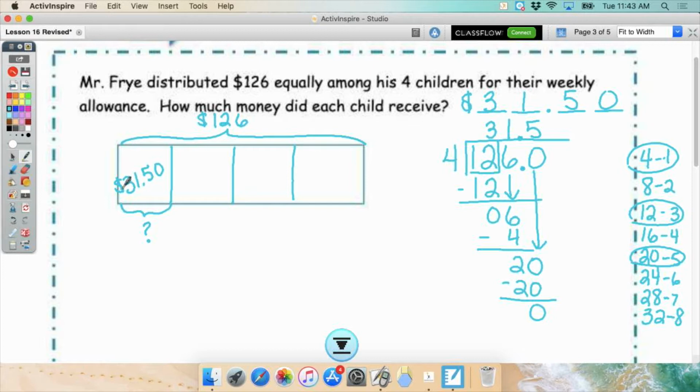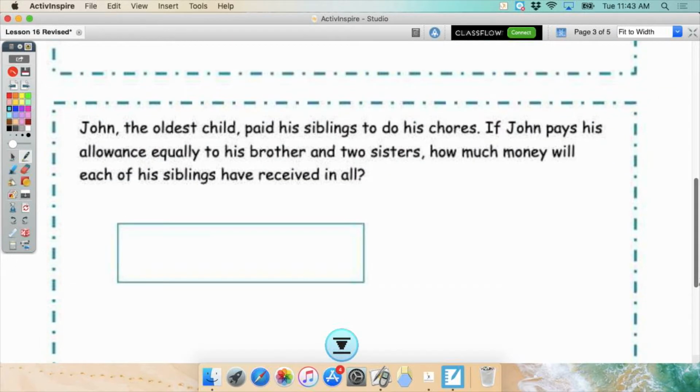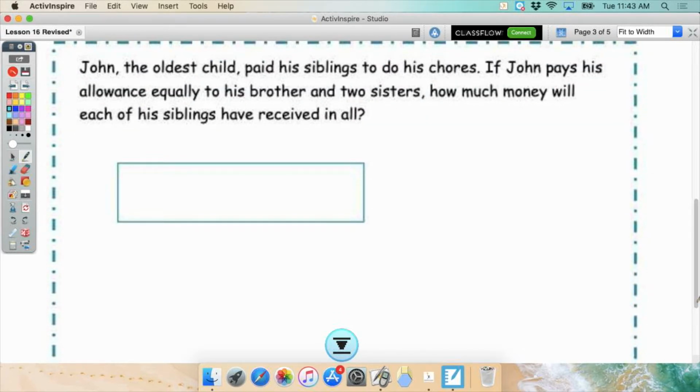I know. So now we're going to go down and solve the next problem, and it goes along with this one. So remember $31.50, okay? All right, let's take a look at the next problem. It says John. And John told us that there's absolutely no way this could be talking about his family because it's talking about sisters, and he has only brothers.